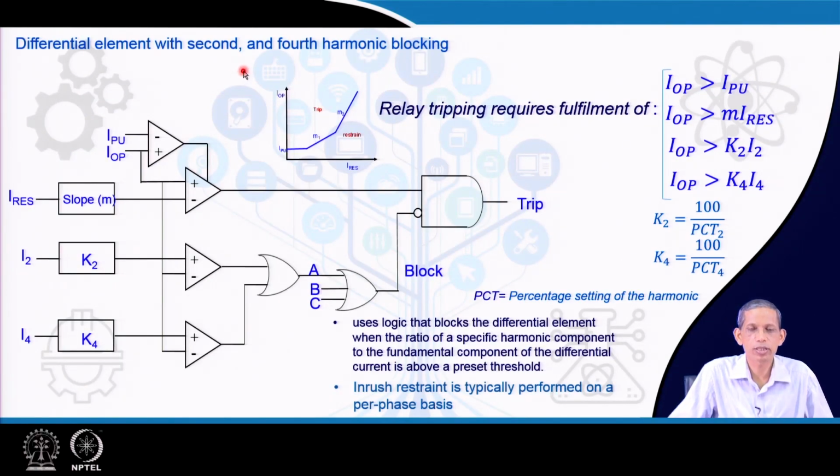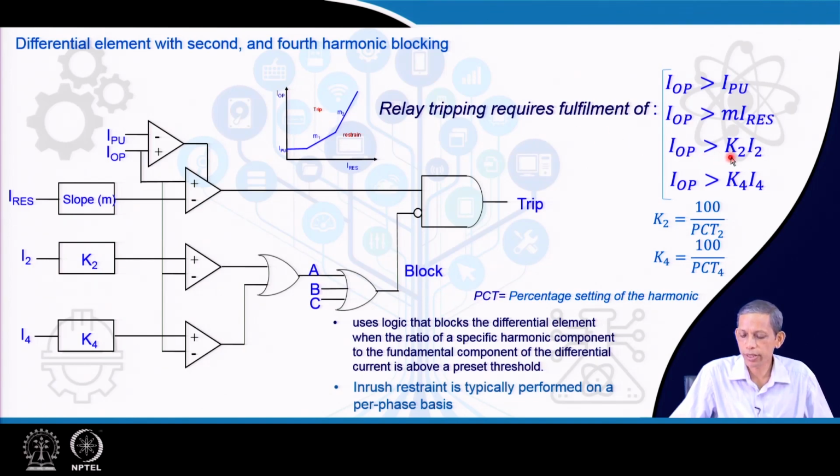Now, come to the harmonic blocking scheme perspective. This is our conventional percentage bias differential relay. To trip, the fulfillment requirement is that the differential relay will operate, confirming an internal fault, when these conditions are satisfied. We have already seen in earlier lectures that the operating current, that is the differential current, should be greater than the minimum pickup current. I operating should also be greater than M1 or M2 times the restraining current part.